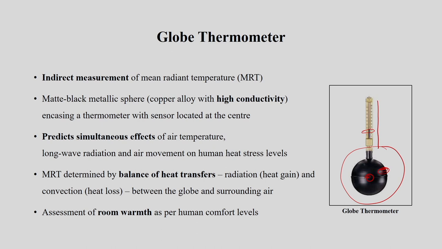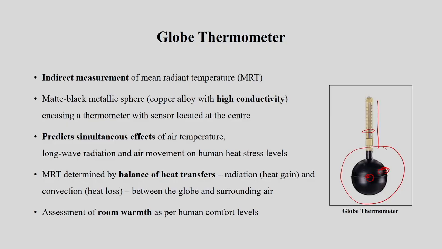So if it is very hot outside, then you can have a different reading. If it is not that, then you will get a different reading. So you are trying to understand the balance of heat transfer, radiation and convection. So how is it happening? So, assessment of room warmth as per the human comfort level. So using this particular variable, you can also have an understanding about the human comfort level.